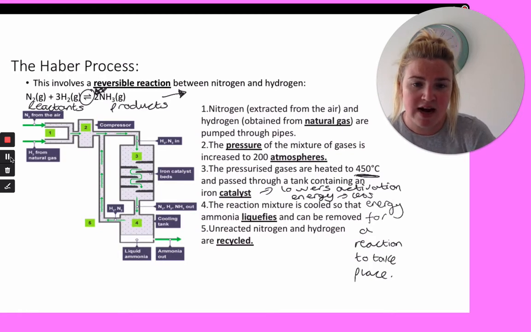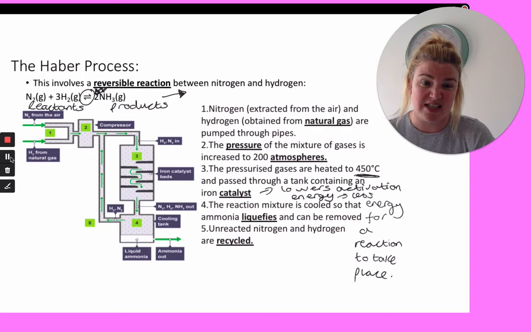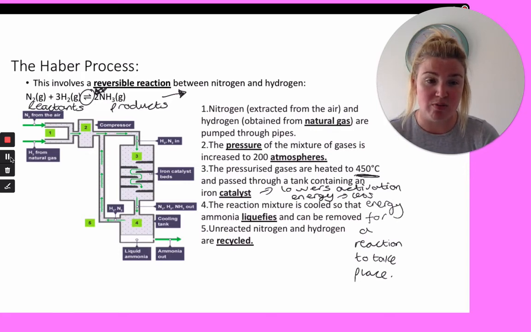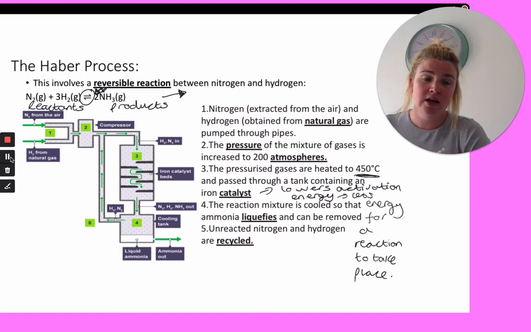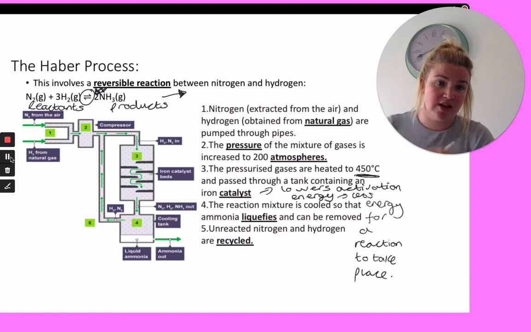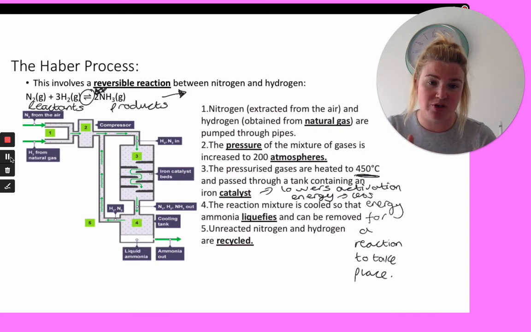Okay. The reaction mixture is then cooled, and so the ammonia liquefies. Okay, that just means that it's cooled down. It turns from a gas to a liquid, so it can be removed. The reason for that is it's a lot easier to remove a liquid from a situation than it is to remove a gas. So we cool the temperature down, then it liquefies and it can be removed.